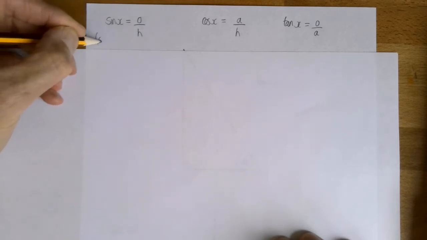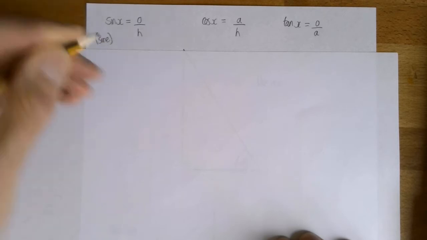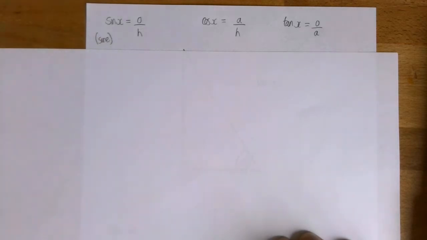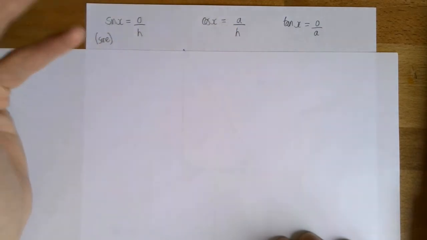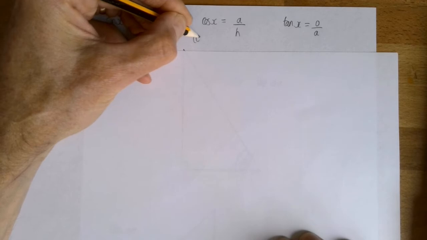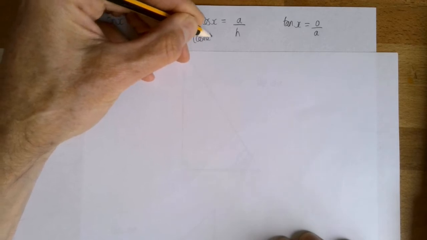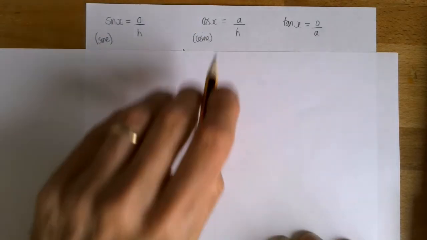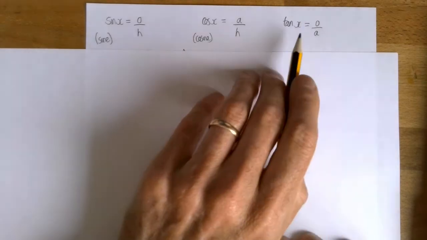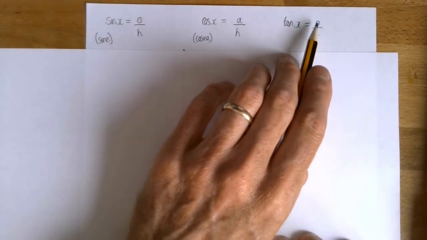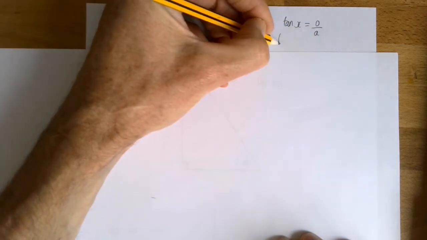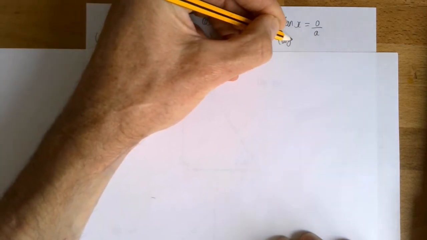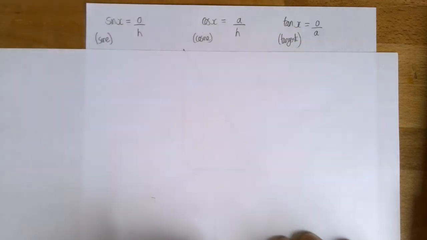Its full name is sine, but we always abbreviate it to sin, but we still say it as sine. The multiplier linking adjacent to hypotenuse, so that's A over H, is known as the cosine of the angle. We abbreviate that to cos, and the relationship between opposite and adjacent is called the tangent of the angle, which we always abbreviate to tan.